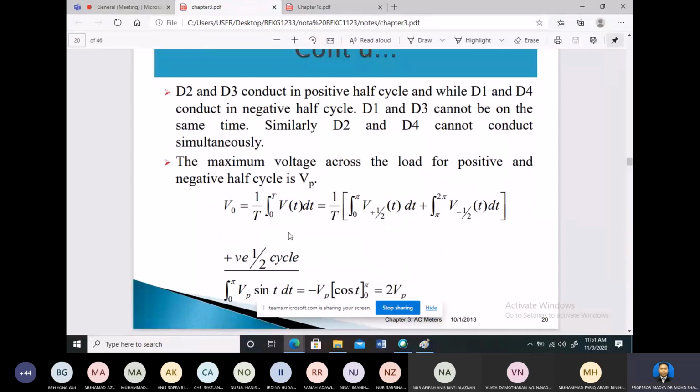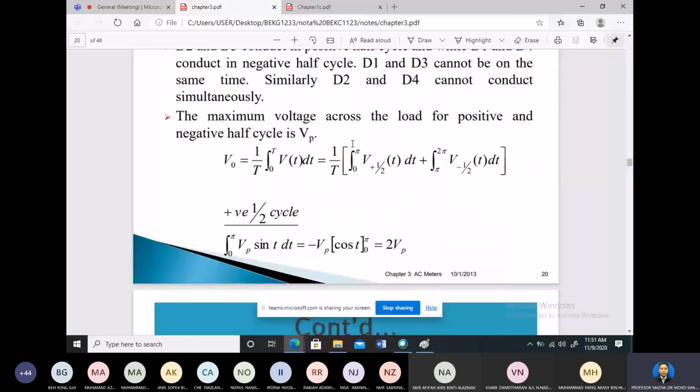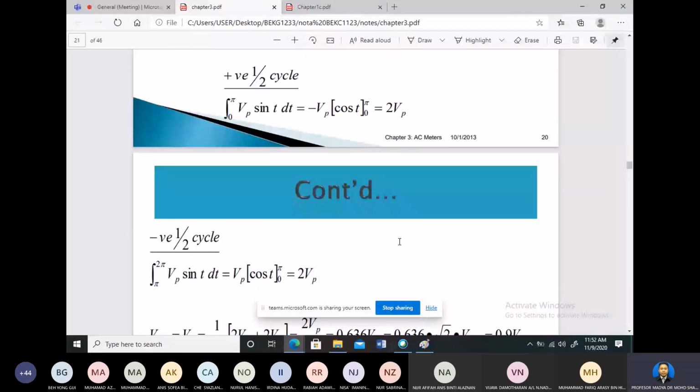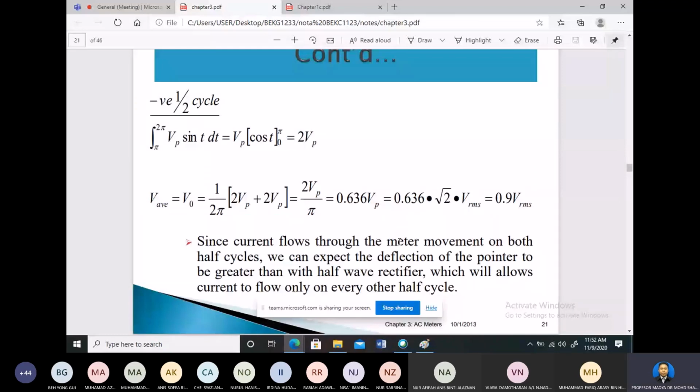Okay, the maximum voltage across the load for the positive and negative half cycle, this is the formula. So this is, for example, for the positive cycle, and this one for the negative cycle. Okay, after derivation, the total maximum voltage is 2 multiplied by V peak. And similar for the negative cycle, we also get V peak multiplied by 2.